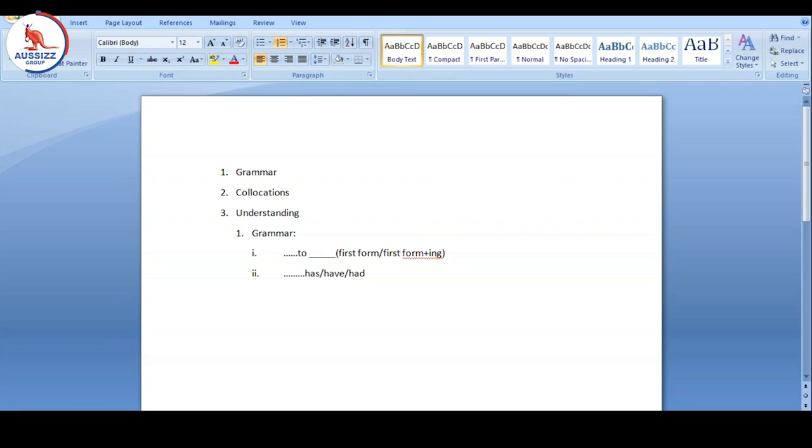I'm giving one example. The patient had died before the doctor came. See, had died, had is the third form. Then doctor came. What is came? Come, came, come. Came is the second form of verb. This is simple, but we never analyze these things when we read it.